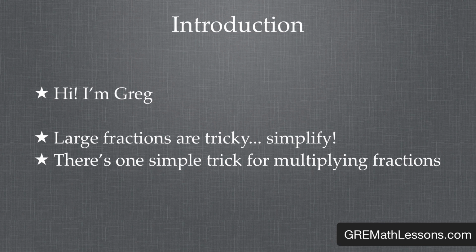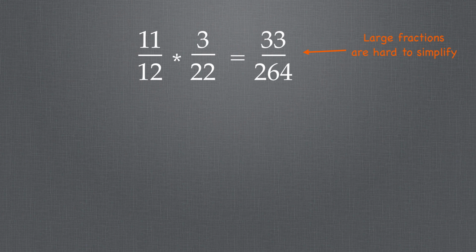Before we get started, let's look at a quick example of how we might cancel when multiplying multiple fractions. Let's say we're given the following equation: 11/12 multiplied by 3 over 22. Now, we could just start multiplying the first numerator with the second numerator and the first denominator with the second denominator, but then we'll end up with a large fraction that is difficult to simplify. Instead, let's try this quick math trick. When multiplying fractions, we can actually simplify from numerator to denominator and denominator to numerator.